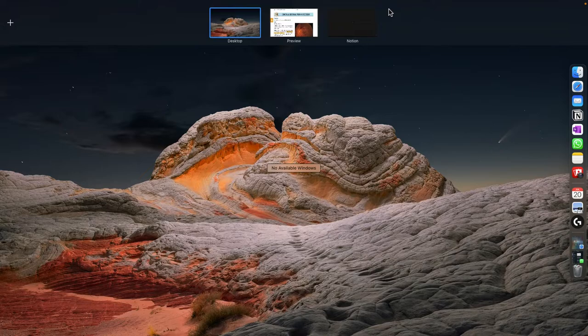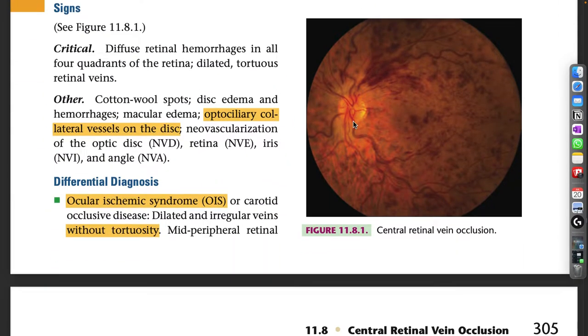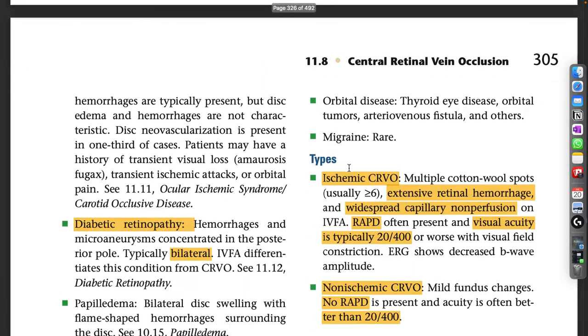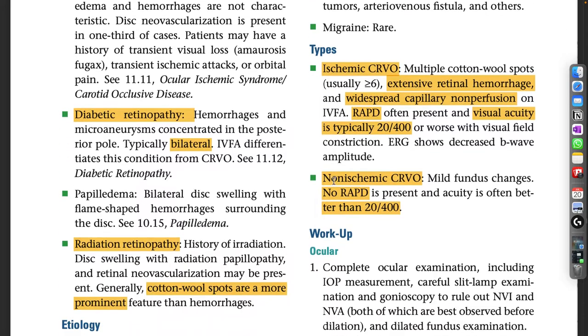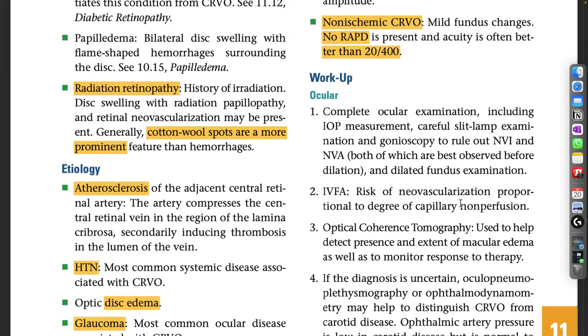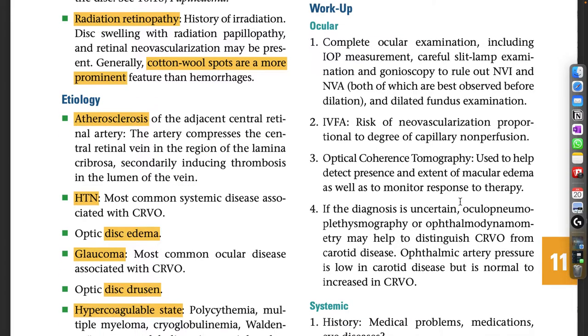Non-ischemic, there will be mild fundus changes. There will be no hemorrhages. RAPD will not be present. Visual acuity is better than CF 1 to 3. Perfect answer.